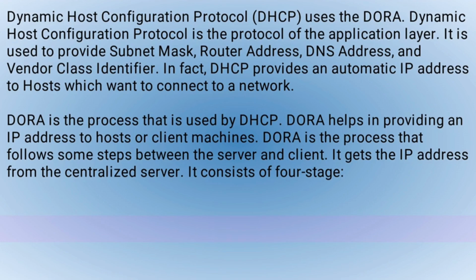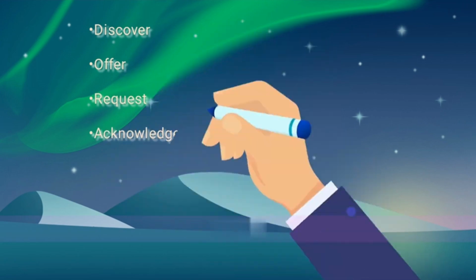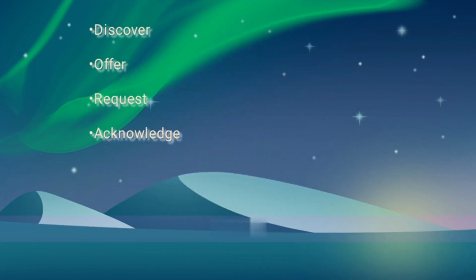DORA is the process that is used by DHCP. DORA helps in providing an IP address to hosts or client machines. DORA is the process that follows some steps between the server and client. It gets the IP address from the centralized server. It consists of 4 stages: discover, offer, request, acknowledge.